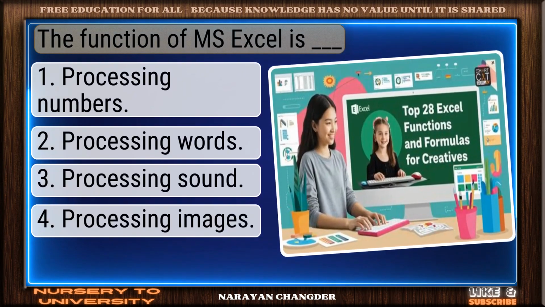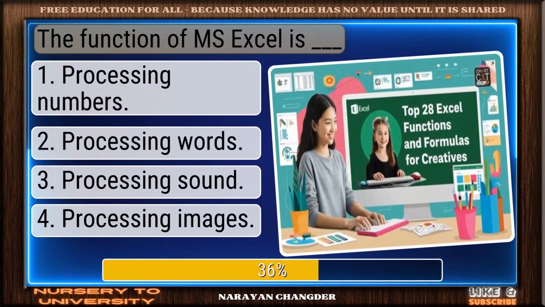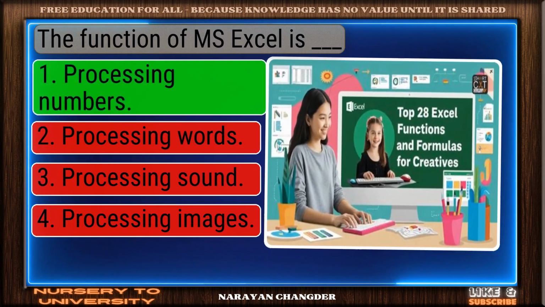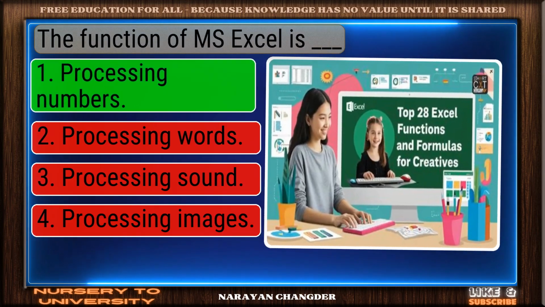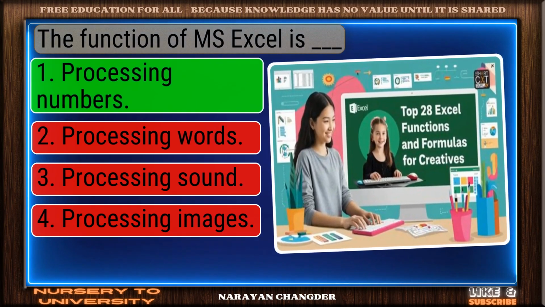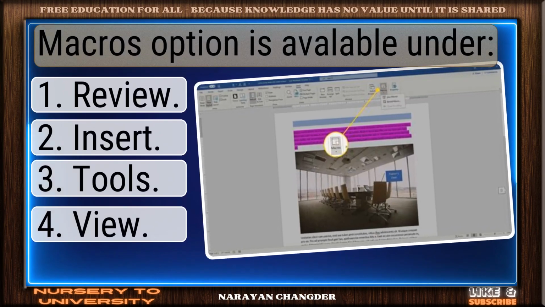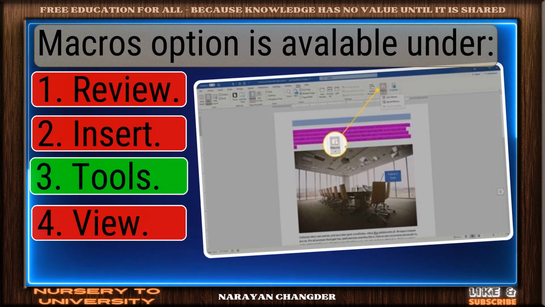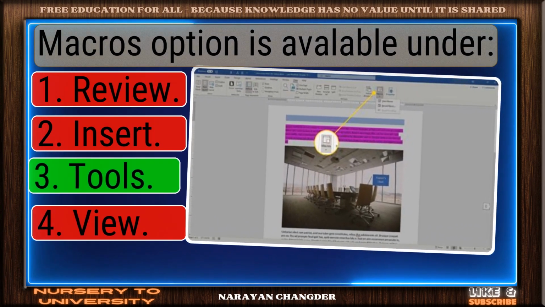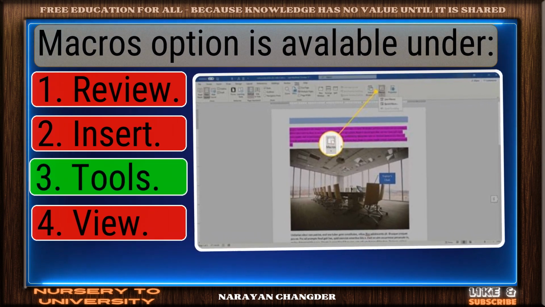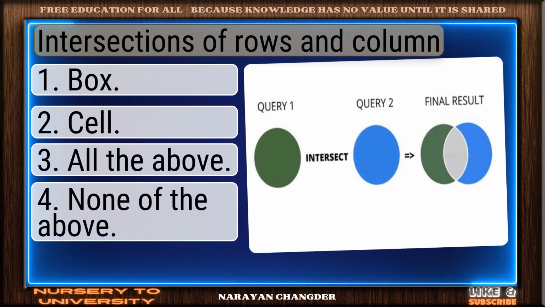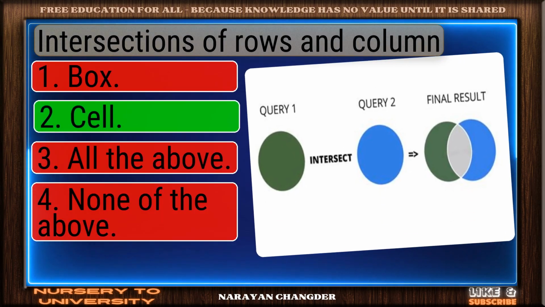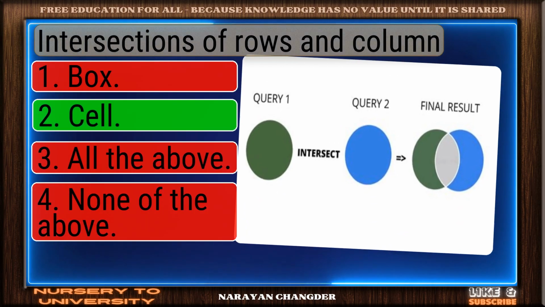The function of Ms Excel is? Clear logic. Your choice processing numbers is sound and 100% true. Macros option is allowable under? Good job. Your answer tools works well here. Intersection of rows and columns? Good thinking. Cell is the right answer.